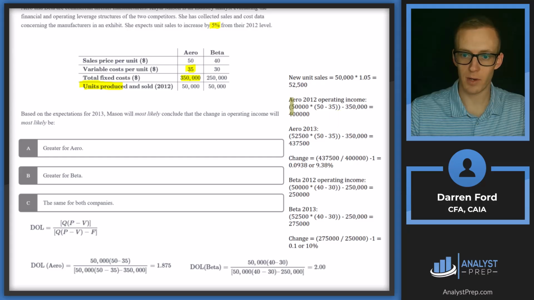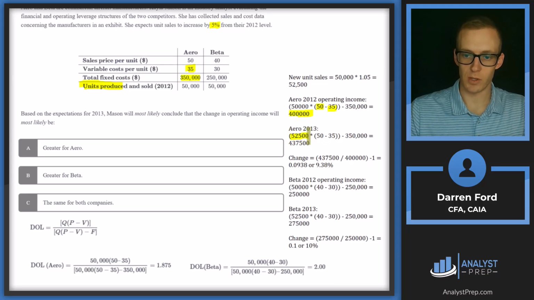So here, operating income is going to be 50,000, which is our units sold, times 50 minus 35, which is going to be our sales price minus variable cost, and then we're going to subtract out the fixed cost. So our operating income ends up at 400,000. Then for 2013, the only thing we're changing, since fixed costs stay and our profit margin stays, is those units. So we get 437,500, and our change is just going to be the increase there.